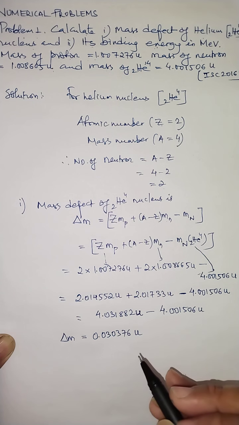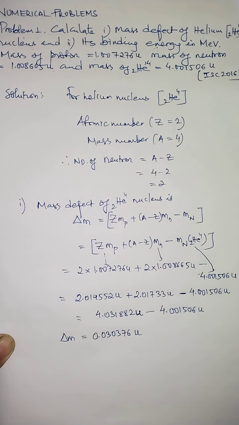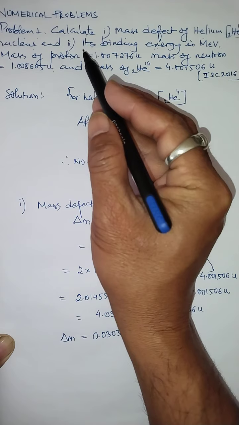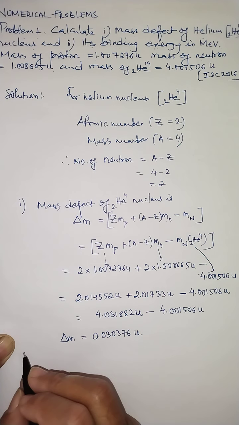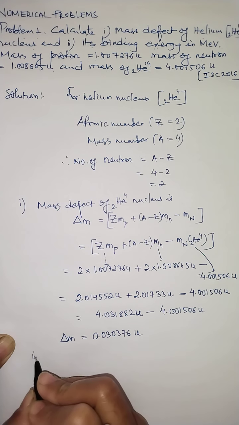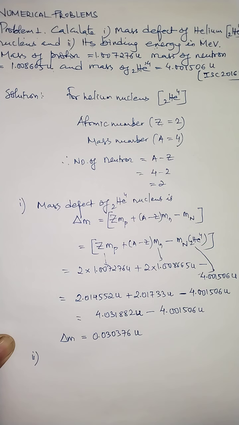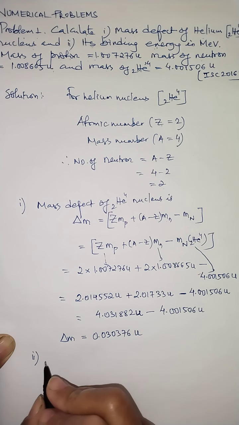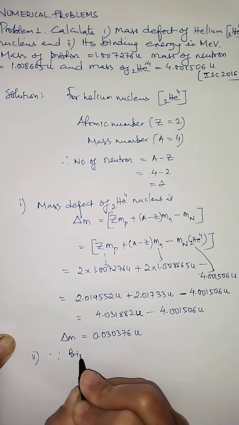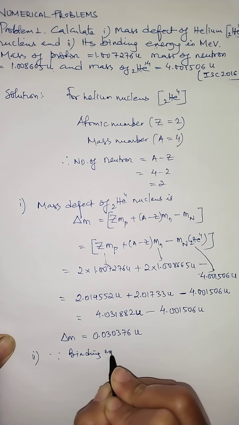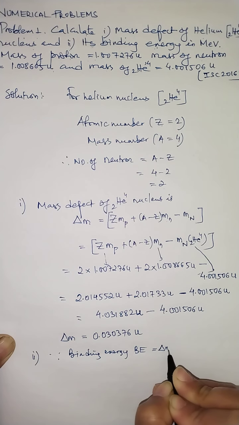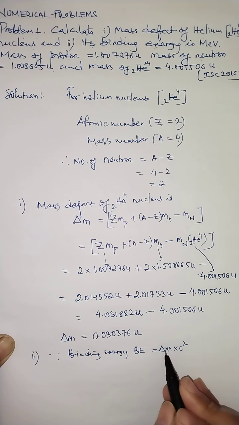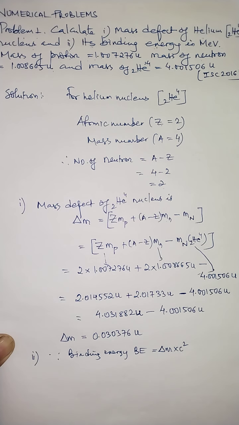Okay, now after calculating this mass defect, we can now calculate the second part, that is the binding energy. But remember, children, the binding energy should always be calculated in what? Mega electron volt. Now how to measure binding energy? There is a formula. The binding energy, which we mark by letters BE, is always delta M times c square. Mass defect multiplied by the speed of light squared gives the binding energy.